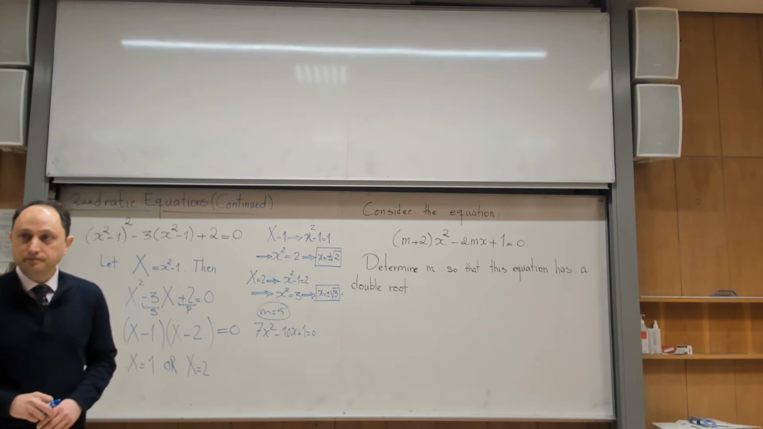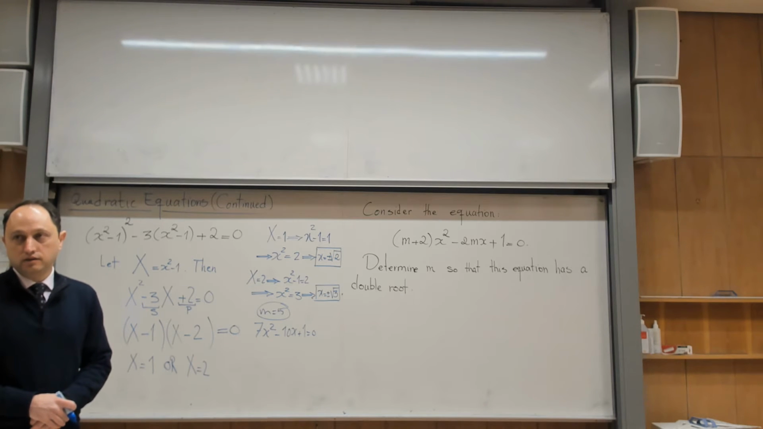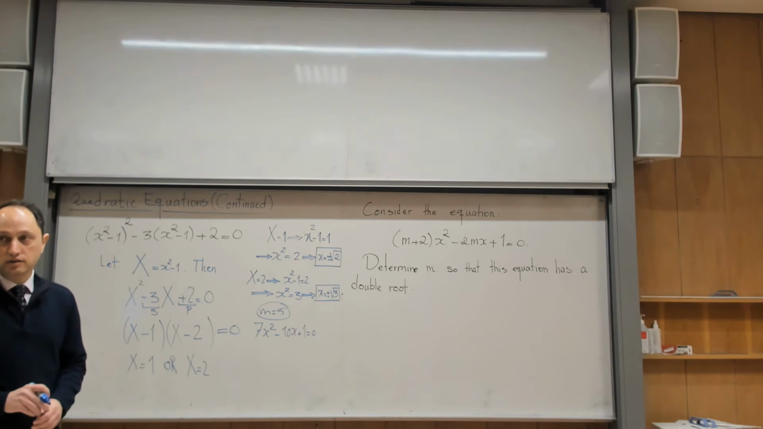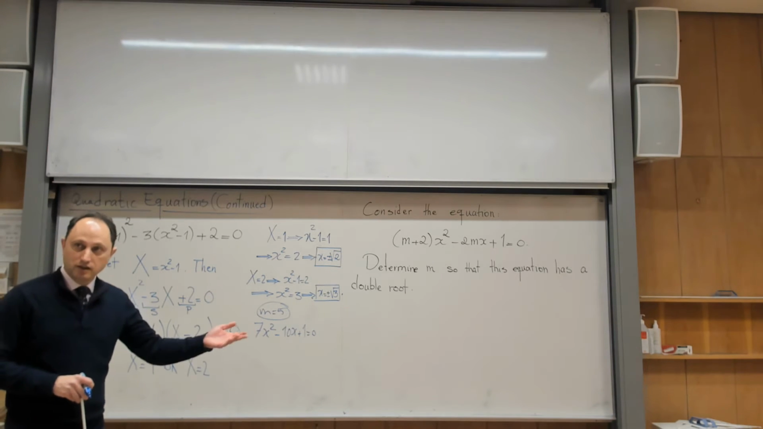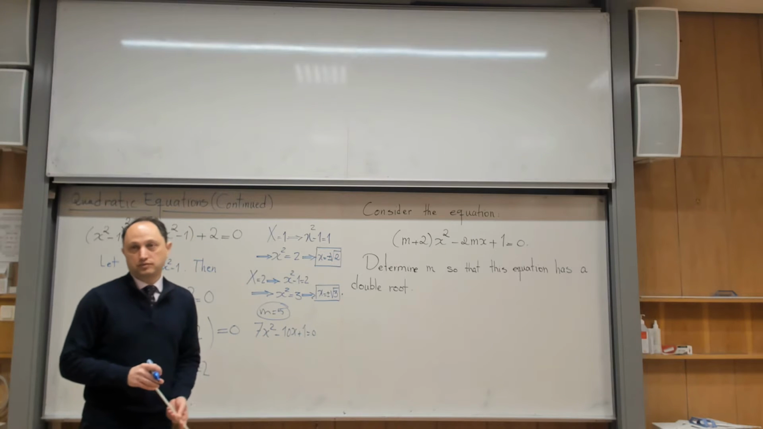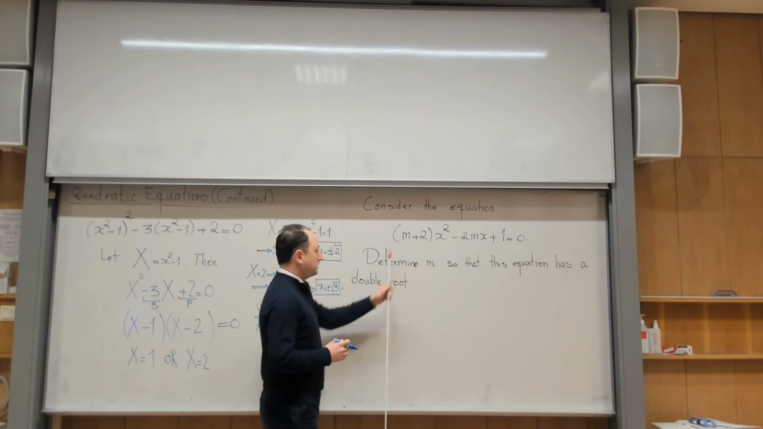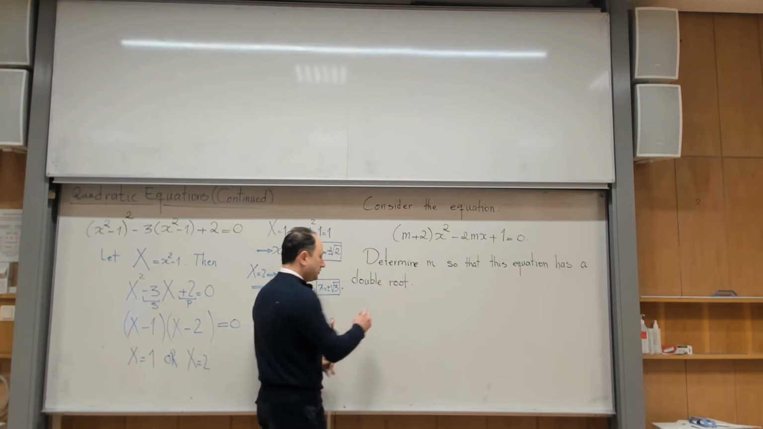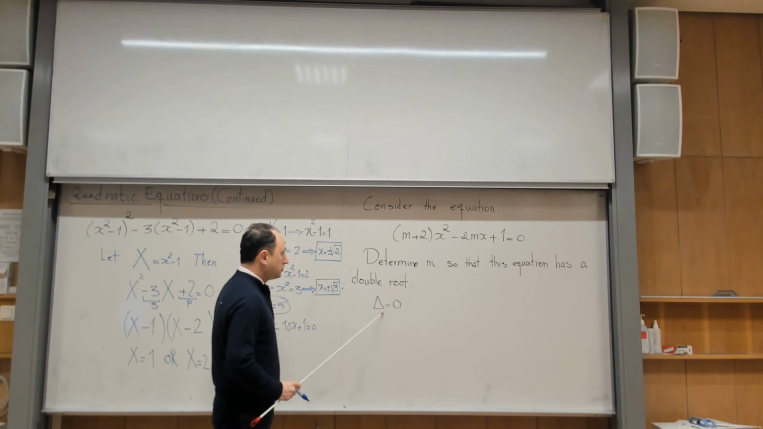By double root, you mean that delta should be equal to 0? Exactly. Then we use the formula for delta equals 0. Why do you say x equals minus b over 2a? Because I didn't ask you to find the double root. I asked you to make the equation have a double root. So this means you need to know that a quadratic equation has a double root if the delta is 0. That's the only thing you need to remember.